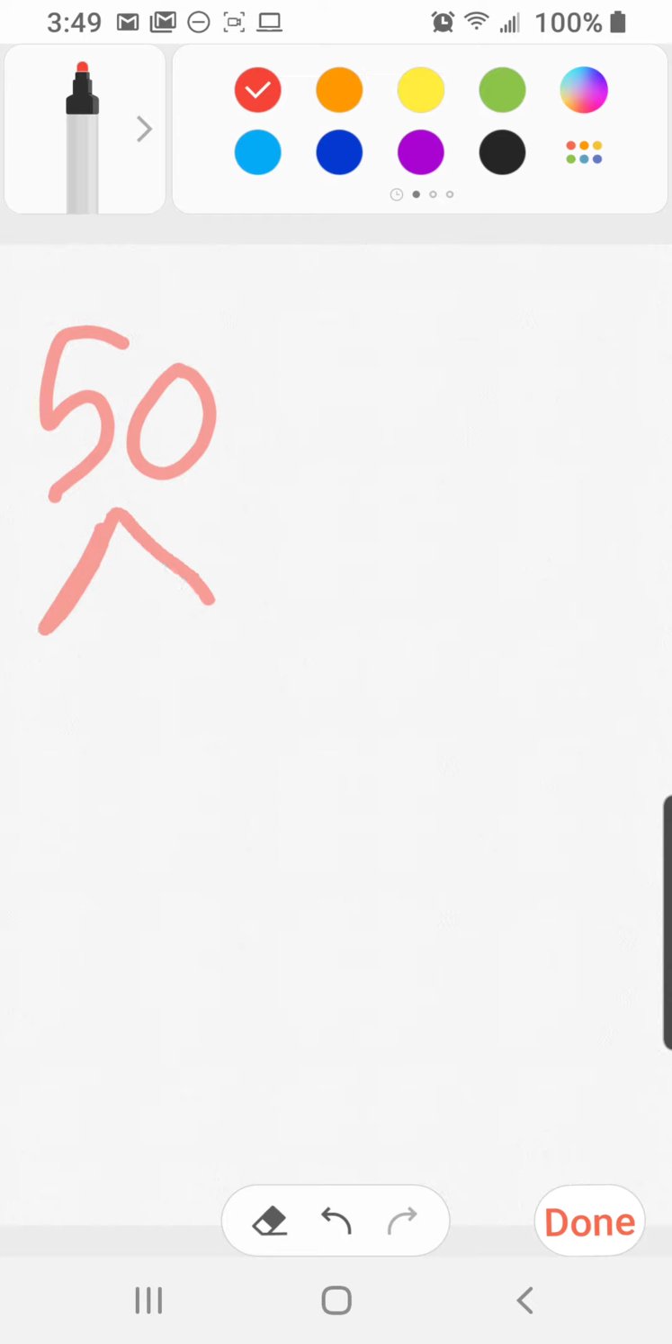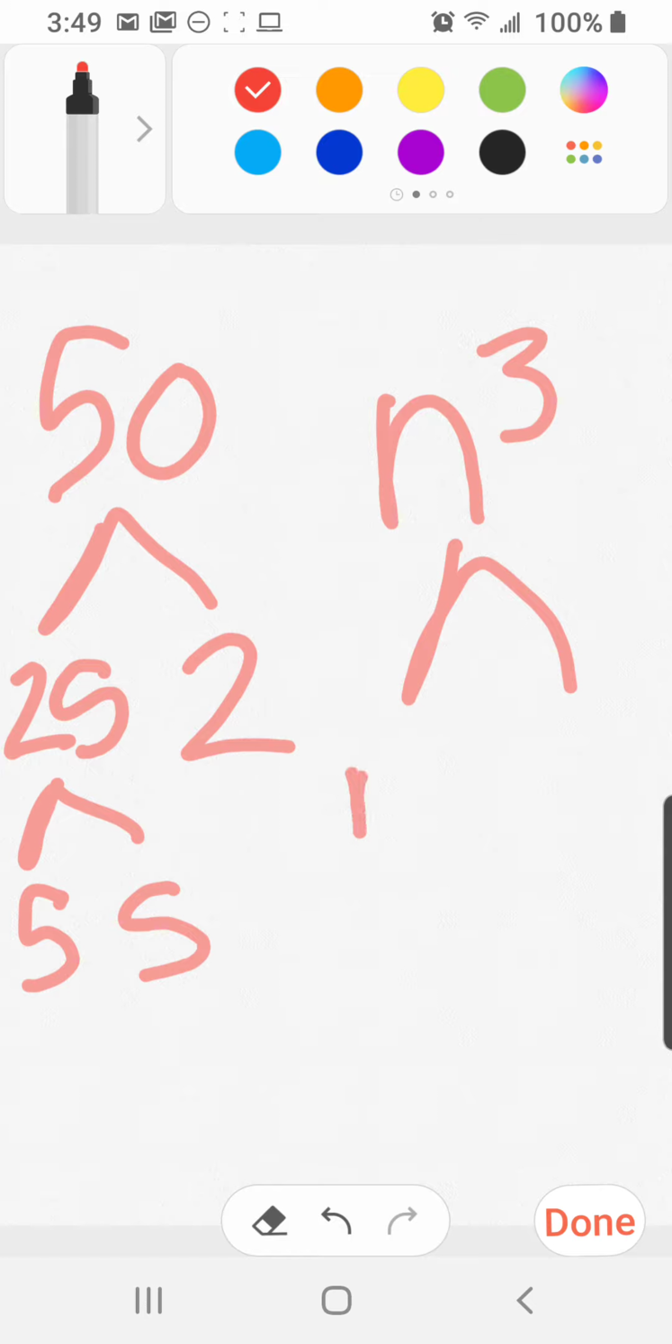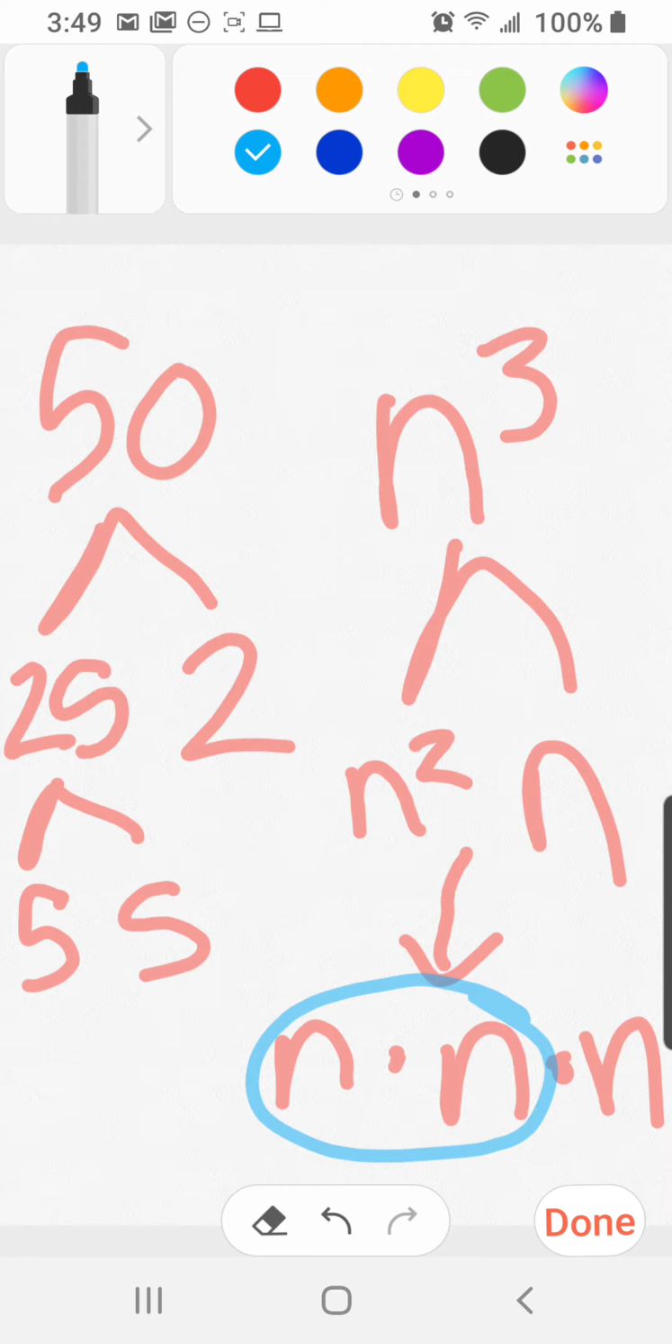50 I can take into 25 times 2. Voy a dividir 25 y 2. 25 can be 5 times 5. n to the third is the same as n squared times n. N a la tercera es igual que n cuadrada por n. Again, that's because n to the third is the same as n times n times n, and n times n gives me n squared. Y n por n me da n cuadrada.